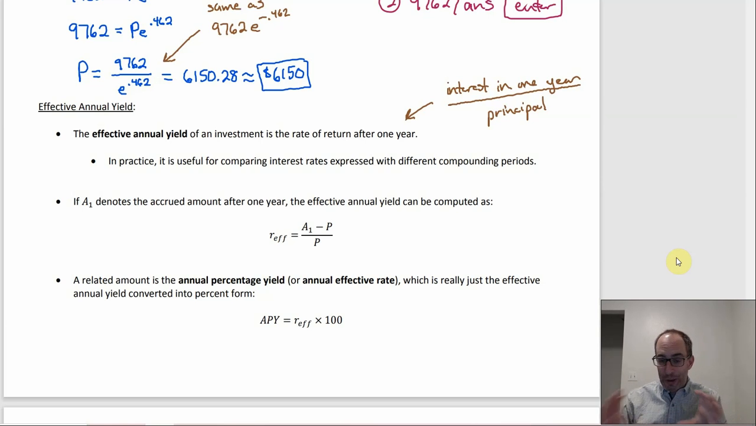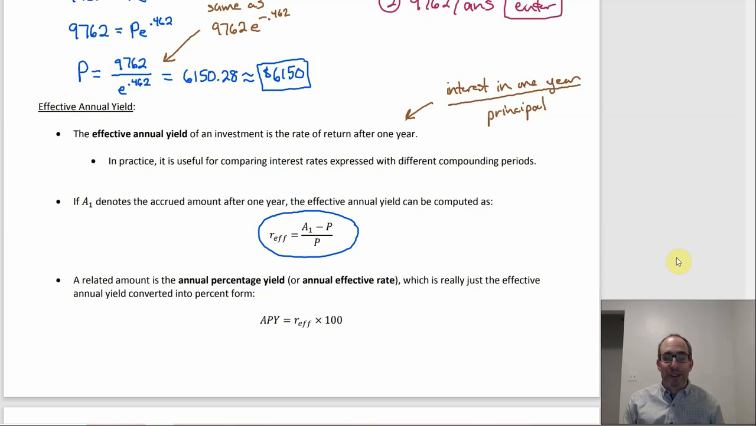So that's where this comes in handy, because it's a quick computation, relatively, and then you could be like, aha, this rate is going to give me a little bit more money than this one on this investment, so I should go this way. That's what it's for. And this formula is the thing that we're mostly concerned with. And then the thing at the bottom, the annual percentage yield, is the effective annual yield just converted into percent form, so just multiplied by 100.